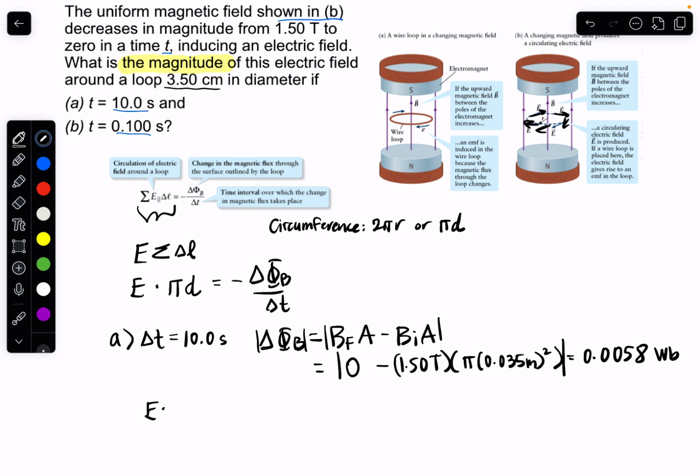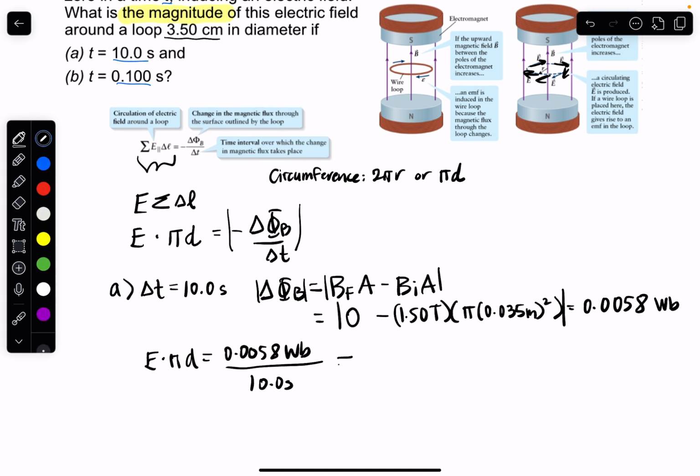So let's rewrite the left-hand side. And the right-hand side, oh yeah, we're dealing with magnitude, so we're going to just drop off the negative. And so our delta phi B is 0.0058 Webers. And then our delta t is 10 seconds. And so we're solving for E. I'm going to go ahead and solve for E before plugging everything in. So E is going to be equal to 0.0058 Webers over 10 seconds divided by pi times the diameter.